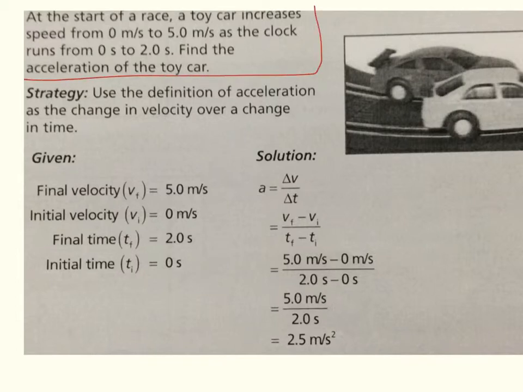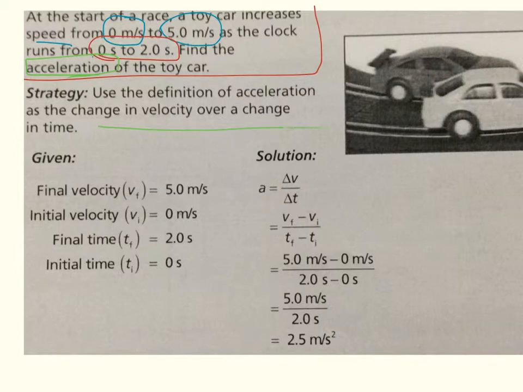What you want to do first is locate the key pieces of information in the problem. So at the start of the race, the toy car increases from 0 meters per second to 5 meters per second. That's this change in speed. The time measurement is given to you right here: 0 seconds to 2 seconds. What do you want to find? It says to find the acceleration of the toy car.